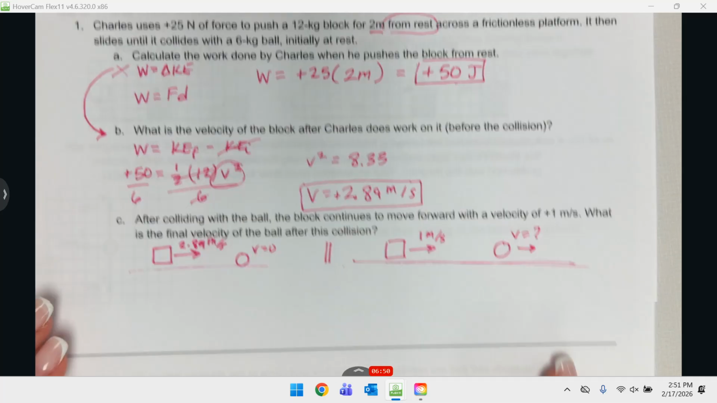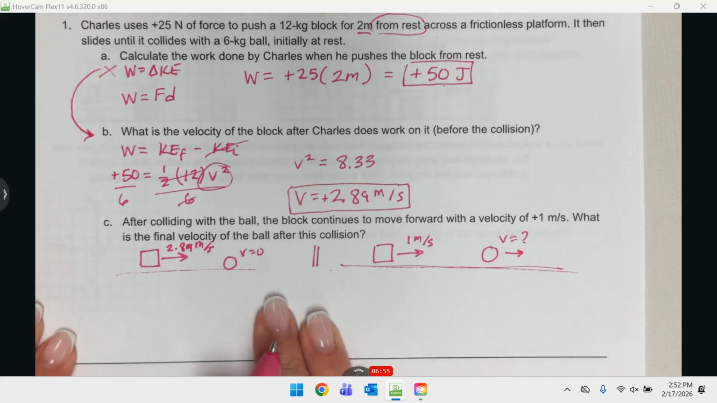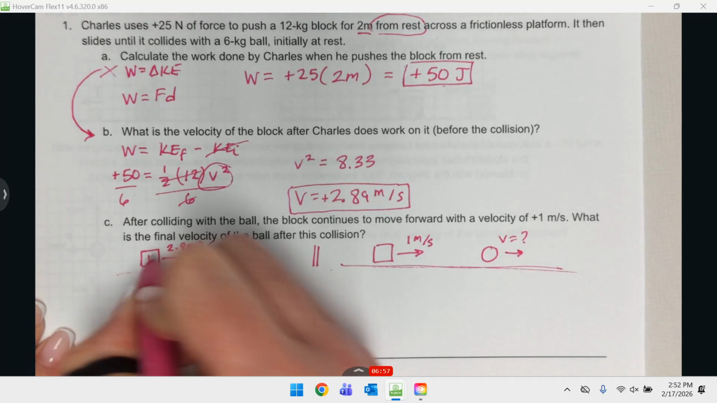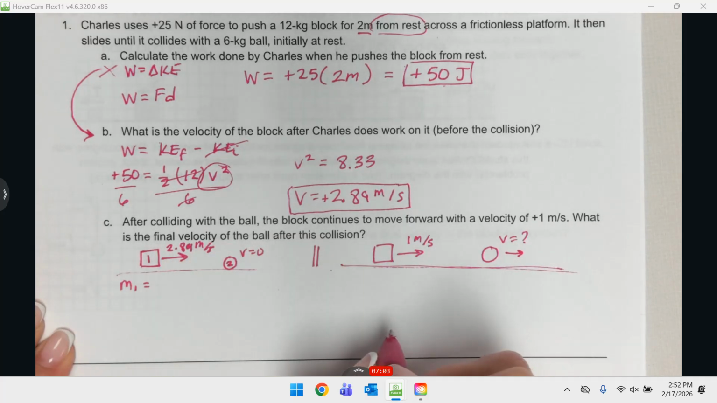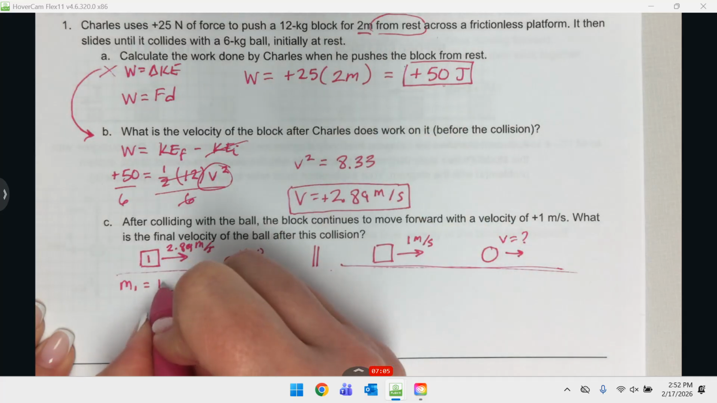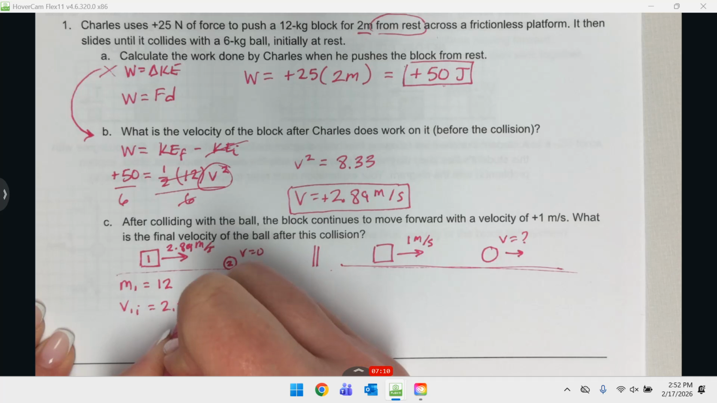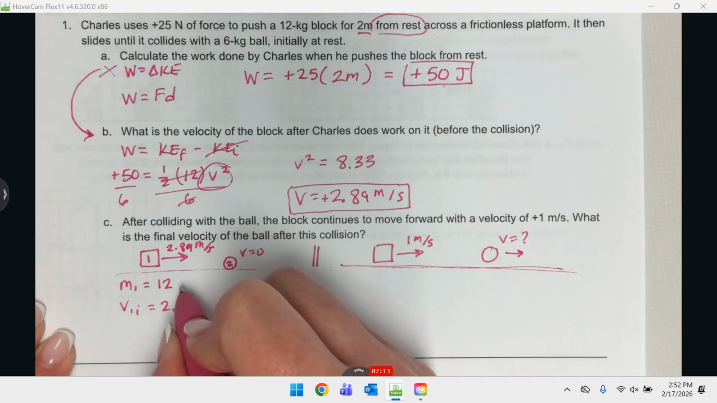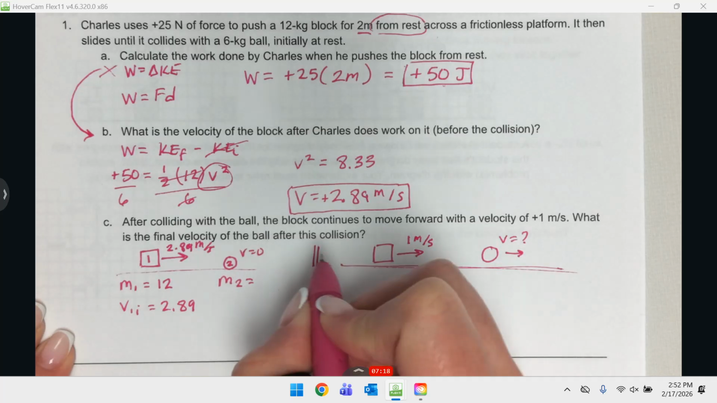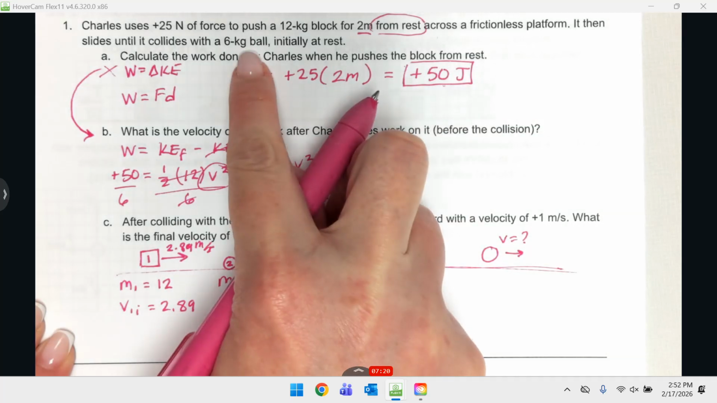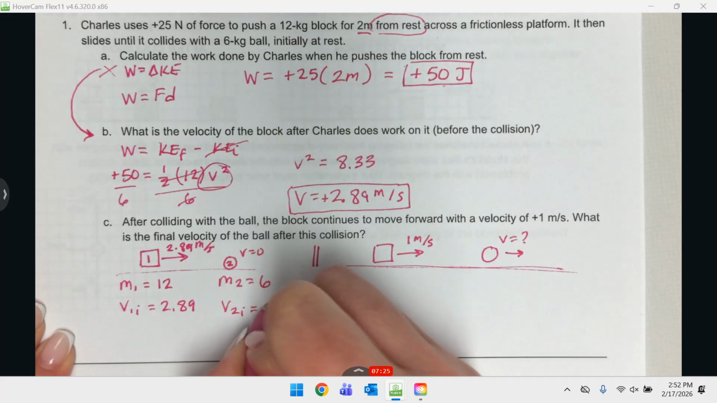So again, what I would recommend that you do is label everything that we know. I'm going to call this object 1 and this object 2, and so M1 is going to be the mass of the block, which it says up here is 12 kilograms. V1 initial is the 2.89 that we found in part B, and again you can put your units on here, kilograms and meters per second if you want. I just don't have a ton of room. Mass of object 2 is going to be the mass of the ball, which it says is 6 kilograms, and its initial velocity is 0.